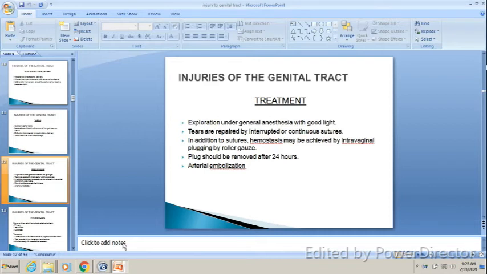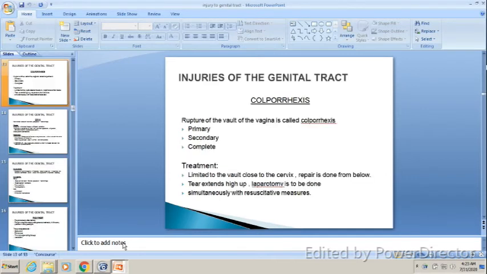You have to do arterial embolization. But this arterial embolization is not available in every setup. So, rupture of the vault of the vagina, colporrhexis. What is colporrhexis? It is the rupture of the vault of the vagina. What is the vault of the vagina? As I told you, it is the part where the cervix and the vagina meet. That is the vault of the vagina and the posterior fornices.